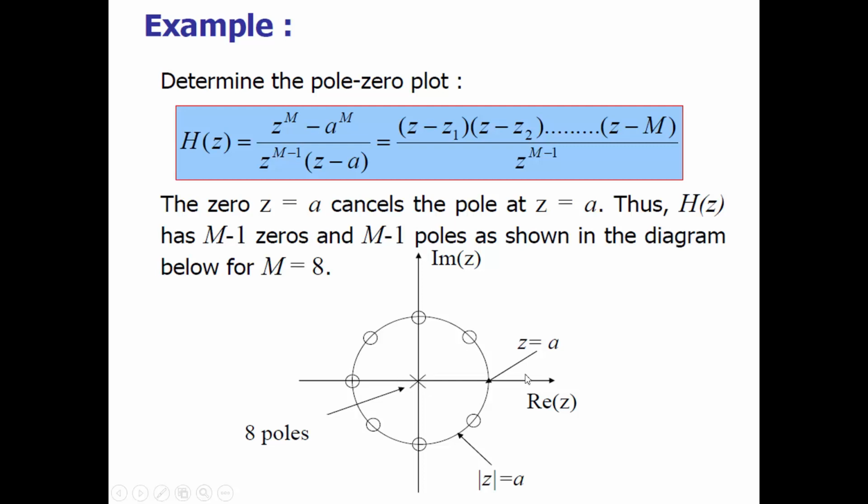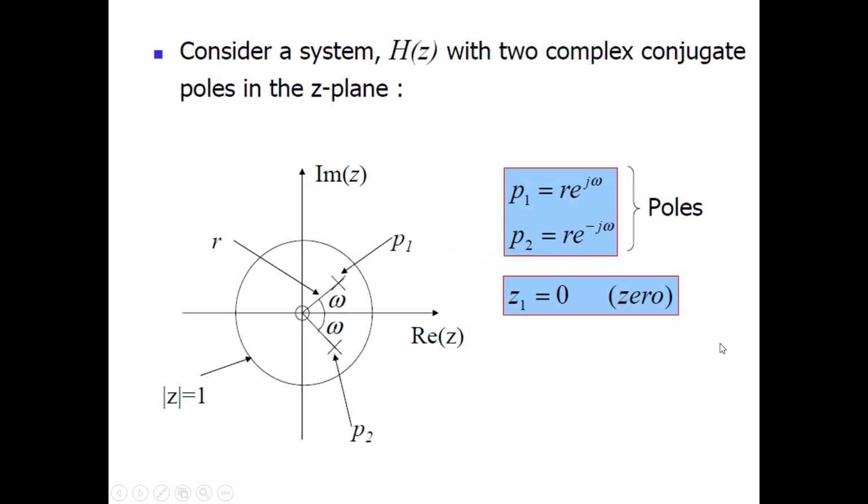at the origin, and one pole gets cancelled with 1 zero. This is 7 here, not 8 poles. Total number of poles in the system are 8, but 7 poles will be at the origin, and one pole at z is equal to a will be cancelled out with 1 zero at z is equal to a.